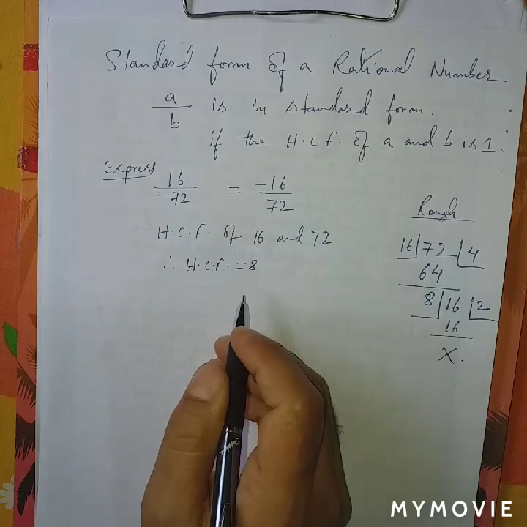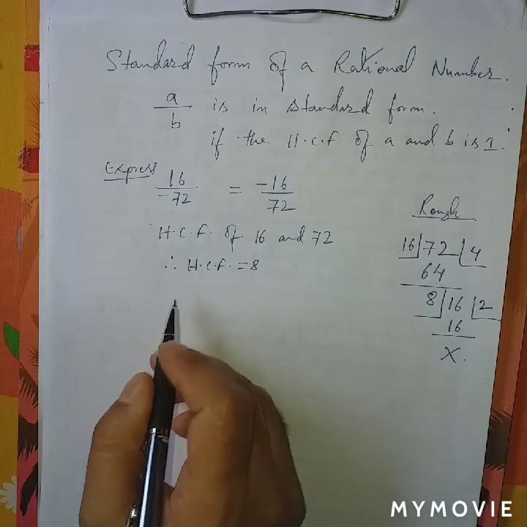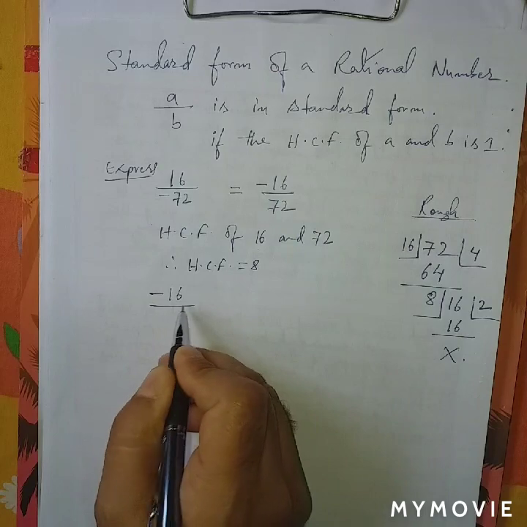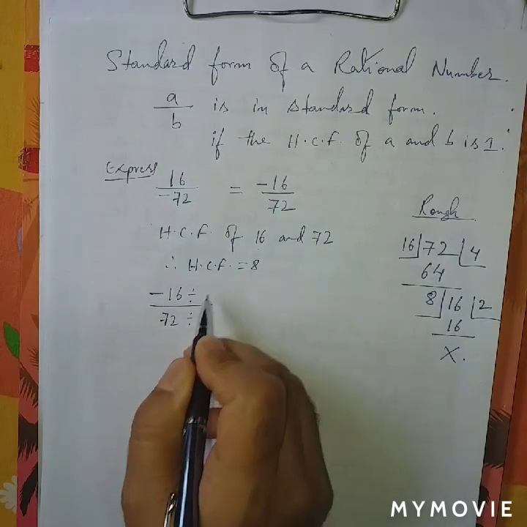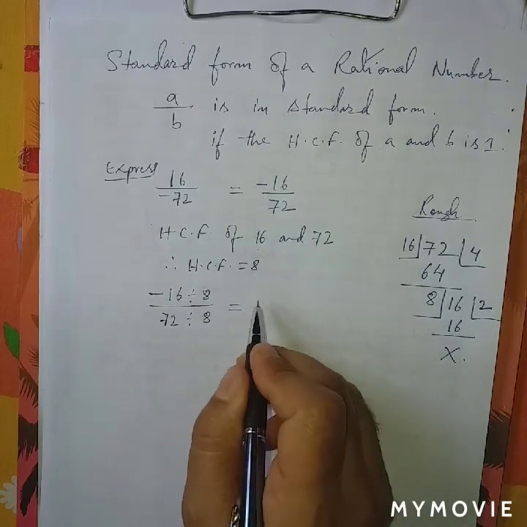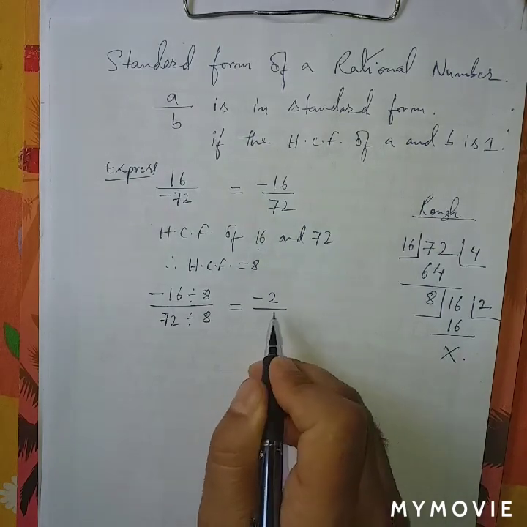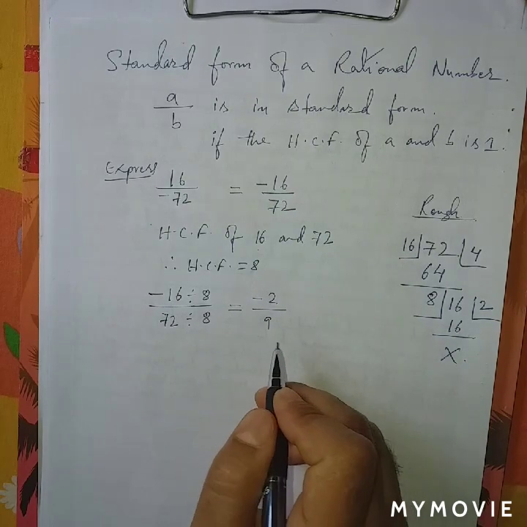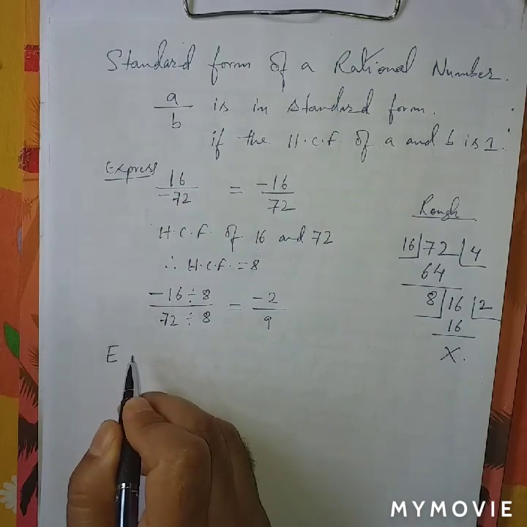With this HCF, we have to divide numerator as well as denominator to get the standard form. So here 8 2s are 16, so minus 2, 8 9s are 72. So this is the standard form. Now next is equivalent rational numbers.